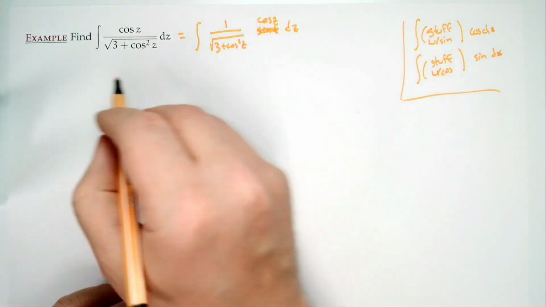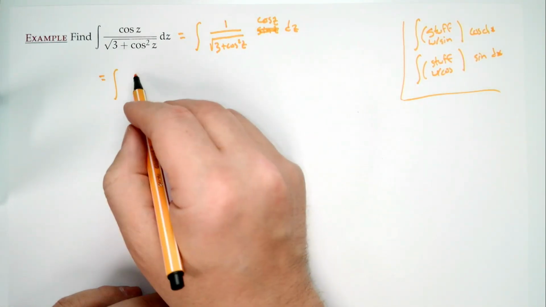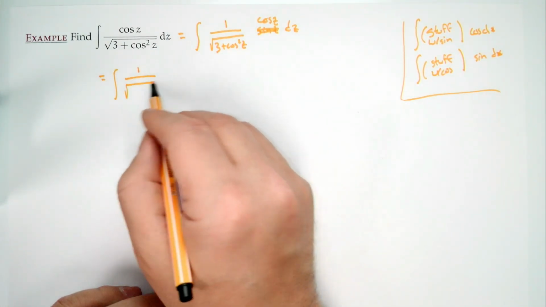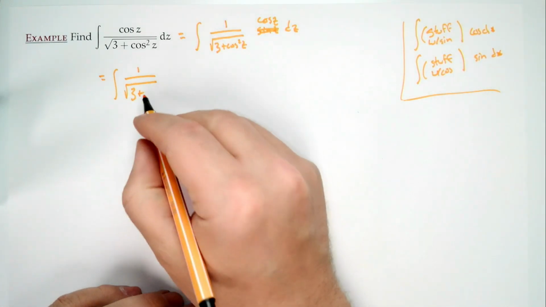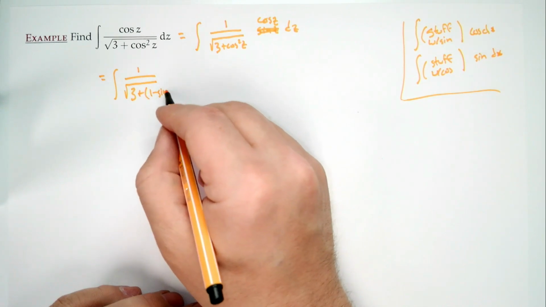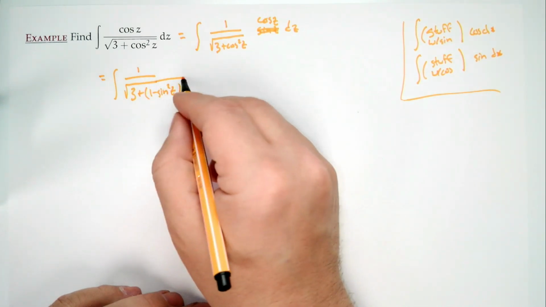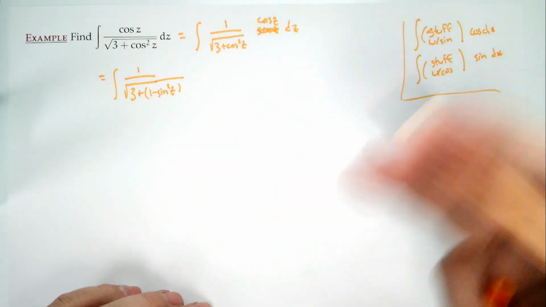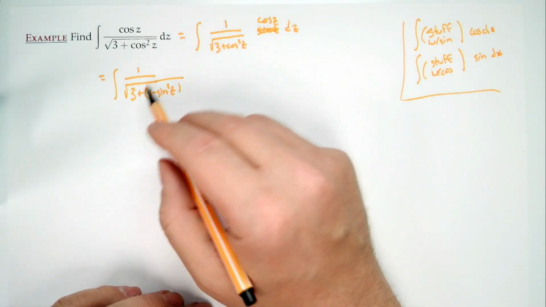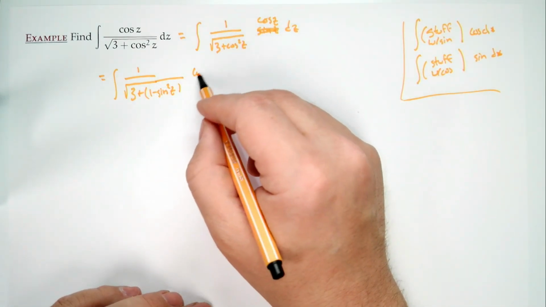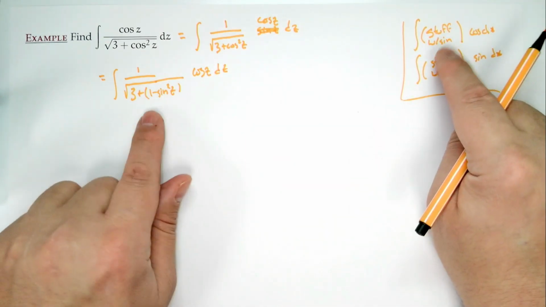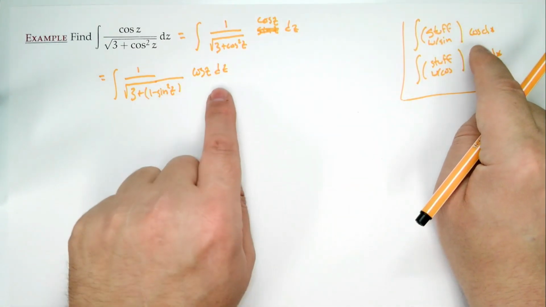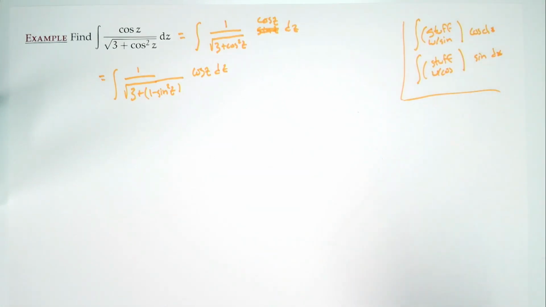So we say, hey, this is equal to the integral 1 over the square root of 3. And what is cosine squared? It's 1 minus sine squared. Well, I didn't say cosine squared was exactly sine squared, but it's basically sine squared. Throw in some constants. And now we're in that happy place. It's stuff that involves sine with a single cosine. So now we say make a substitution.